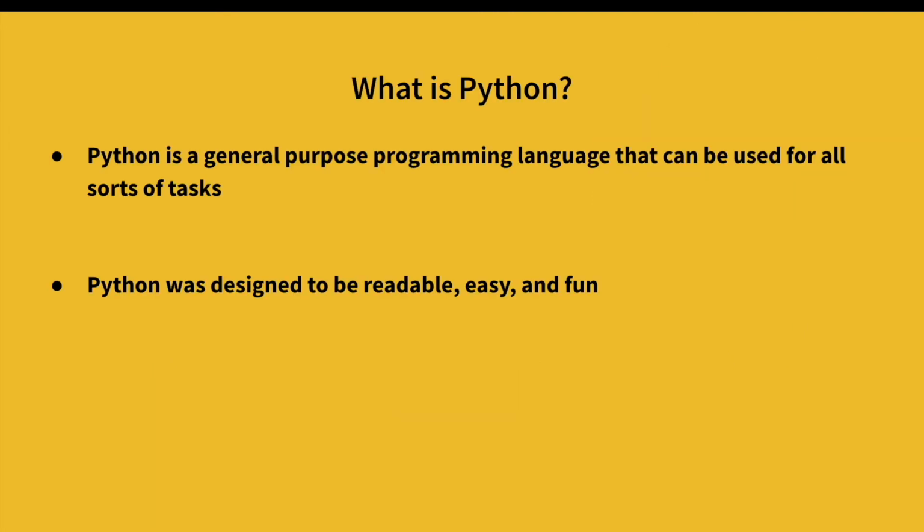And so what is Python first? Python is a general purpose programming language that can be used for all sorts of tasks. And Python was designed to be easy, readable, and fun. So this means that whether you're 5 or if you're 30, you would be able to learn and understand Python.